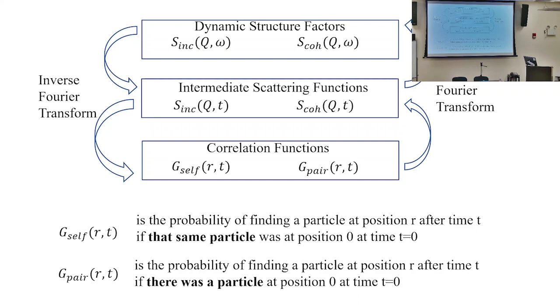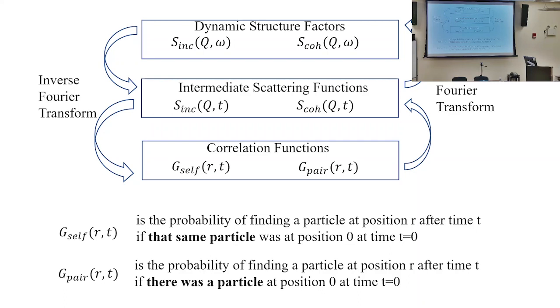If you perform Fourier transform one more time, this time with respect to Q, you go from Q to R space, and you end up with what we call correlation functions. Now, these correlation functions you can calculate directly if you do simulations, which is one of the complementary methods for neutron spin echo and neutron scattering in general. These correlation functions are very easy to understand. There's a very simple definition for them.